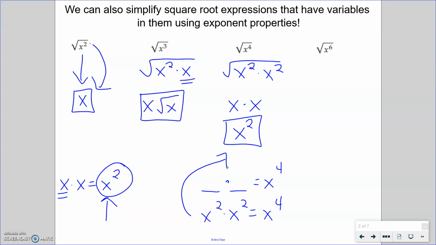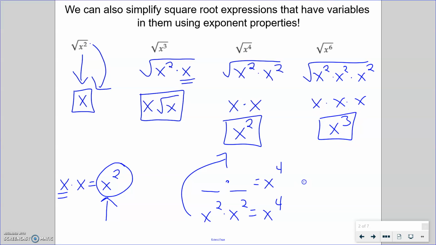So let's do x to the sixth, same idea. I can split that up into x squared, x squared, and x squared. So I think something similar is going to happen, but this time I'm going to get x to the third. Again, if you don't believe me, what times itself gets me x to the sixth? Well, x to the third times itself gets me there. So that's why when you take the square root of this guy, x to the third is the answer.